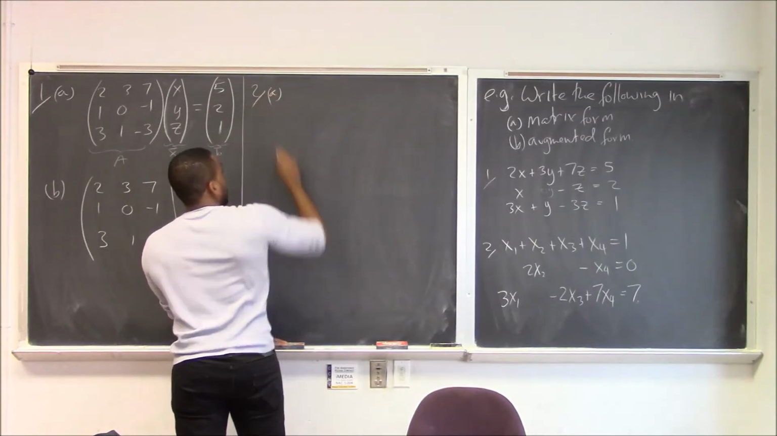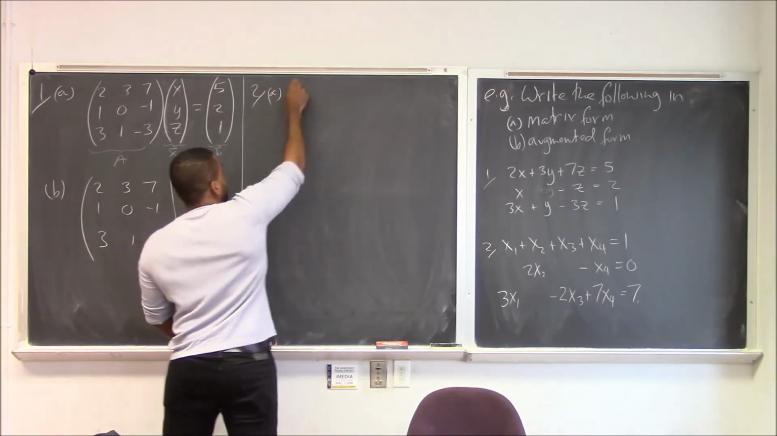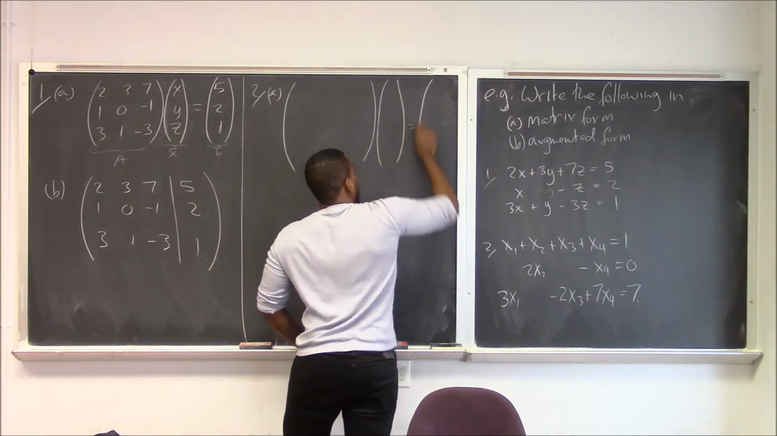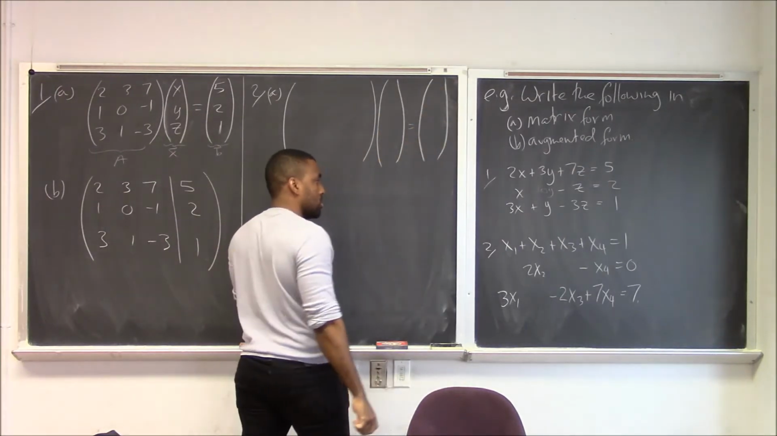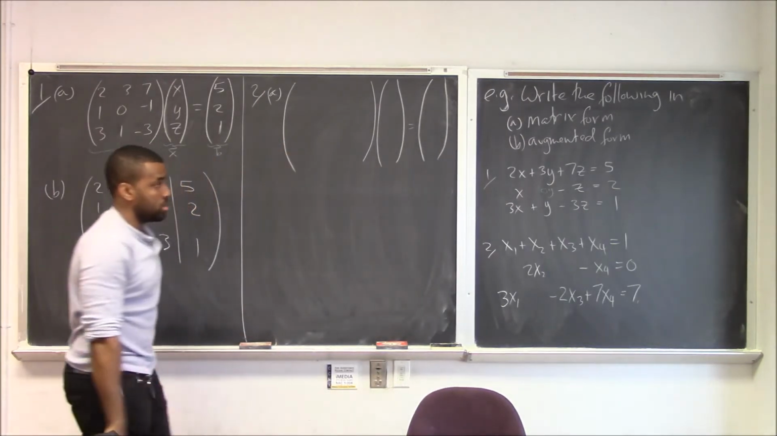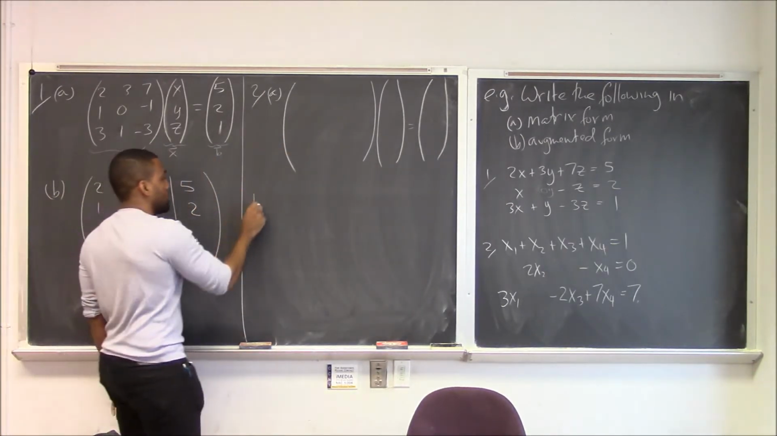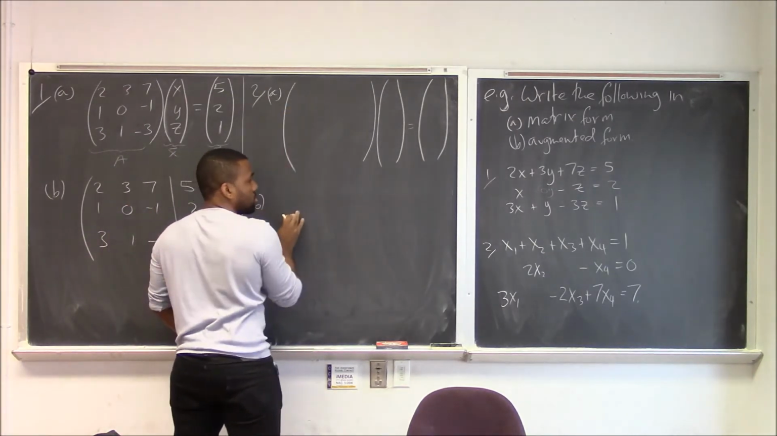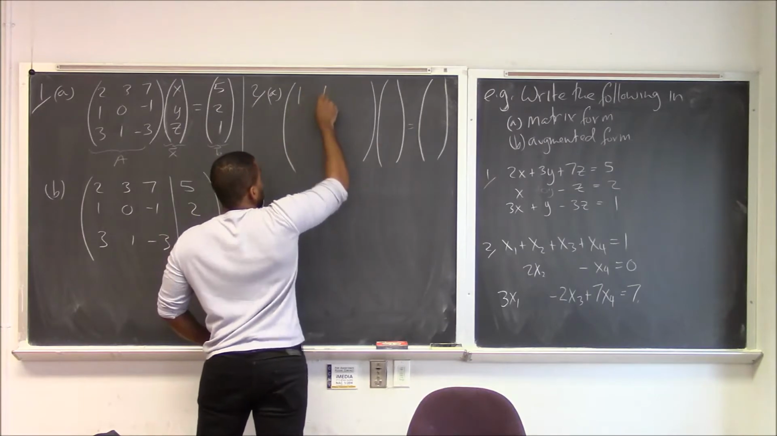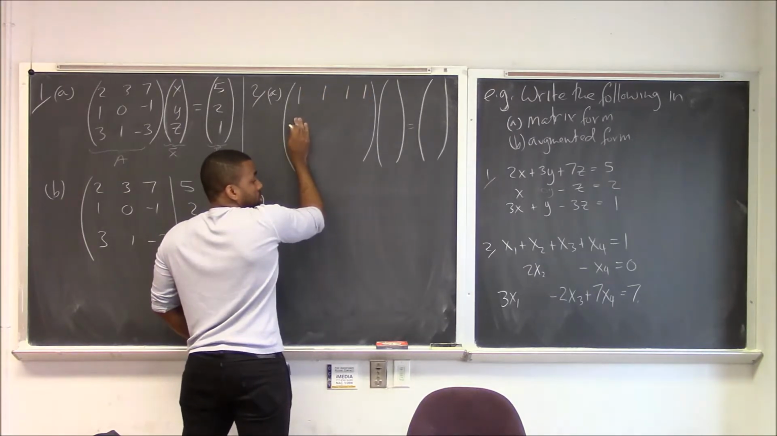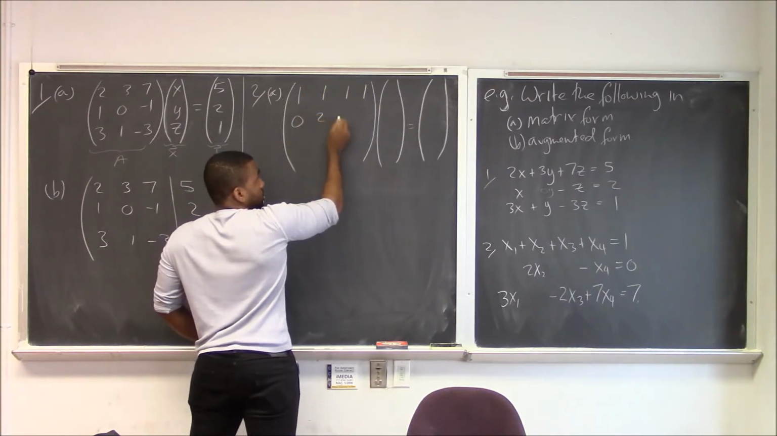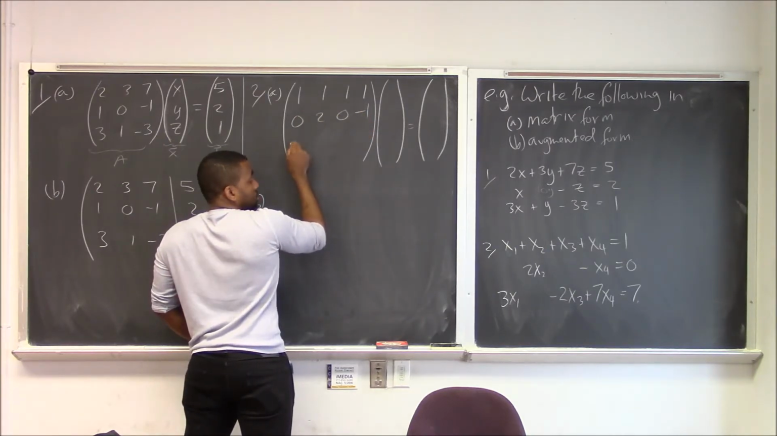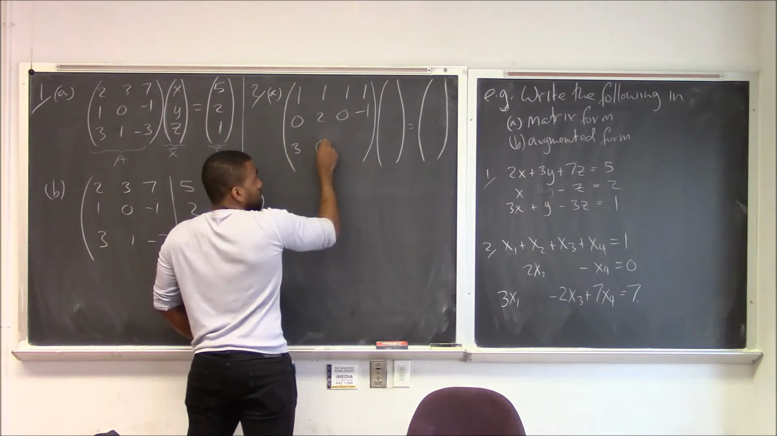So we know it has to look like this. Okay, what goes in here? All ones for the first one. How many? 4. There are 4 ones. 1, 2, 3, 4. 0, 2, 0, negative 1 for the second row. 3, 0, negative 2, 7 for the third.